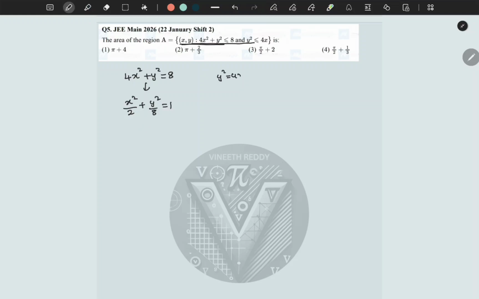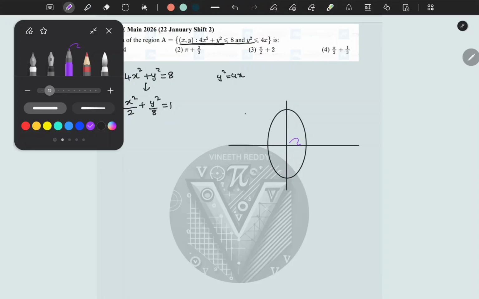And then we have a parabola y square equals 4x, which is facing towards the right. So if you try to draw the diagram, it will be something like this. So the ellipse will be something like this, and the parabola will be facing towards the right.